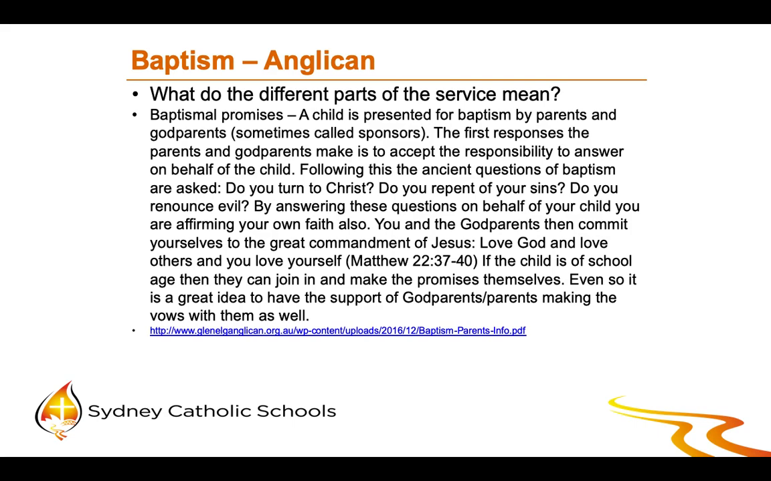You and the godparents then commit yourselves to the great commandment of Jesus, love God and love others, and love yourself. If the child is of school age, then they can join in and make the promises themselves. Even so, it is a great idea to have the support of godparents and parents, making the vows with them as well.